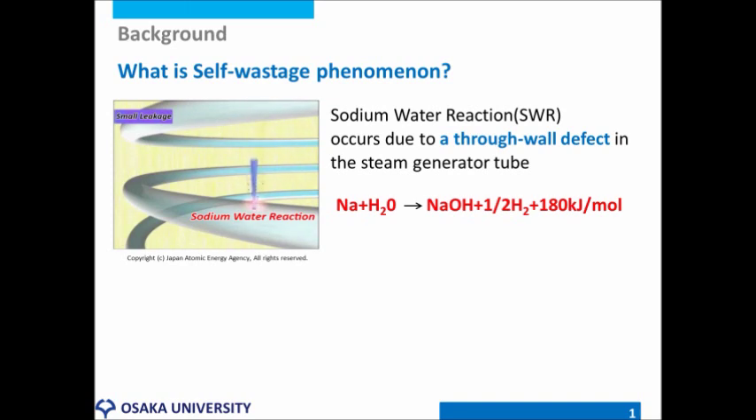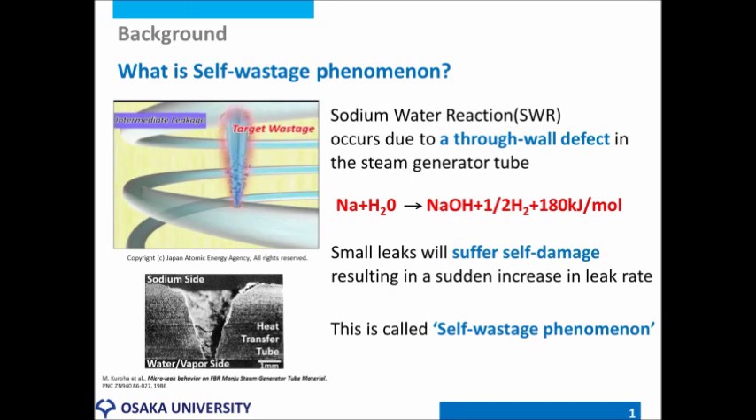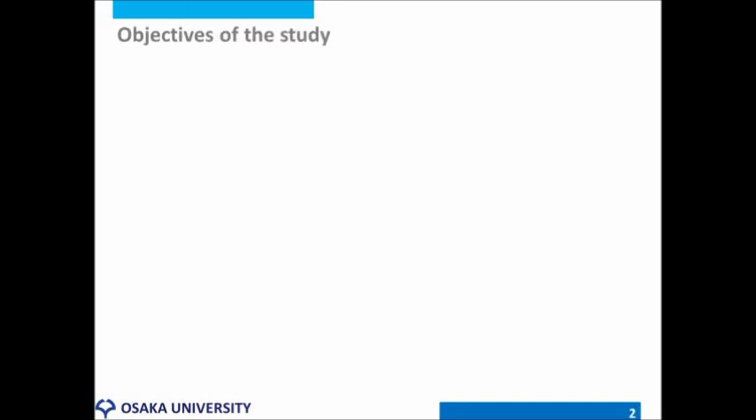If a sodium-water reaction continues, small leaks will suffer self-damage and grow, resulting in a sudden increase in leak rate. This is called the self-wastage phenomenon. And the self-wastage will continue for a period of time. The increased leak will damage the surrounding tubes and bring secondary failure of the steam generator tube.